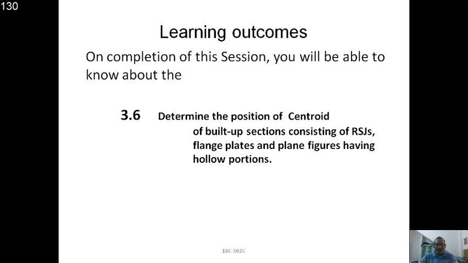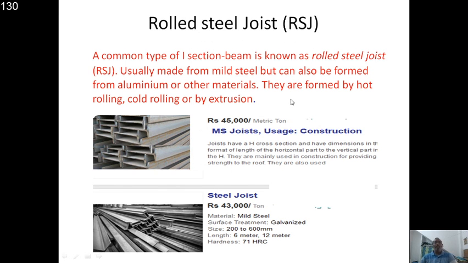So we will see how to determine the same thing. The RSJ, rolled steel joist, a common type of I section beam, is usually made from mild steel but can also be formed from aluminium or other materials. They are formed by hot rolling, cold rolling or by extrusion. That is, 45,000 has been its basic rate from the industries, right?